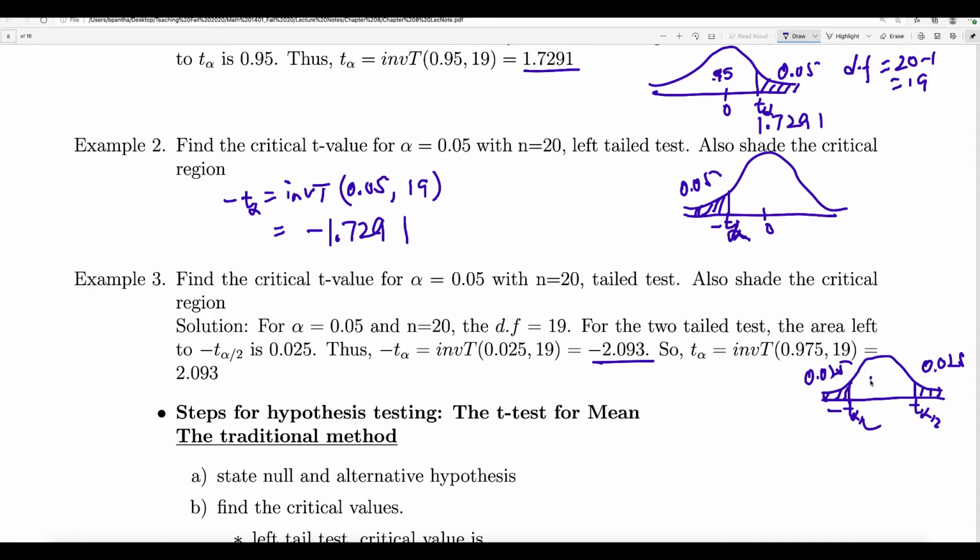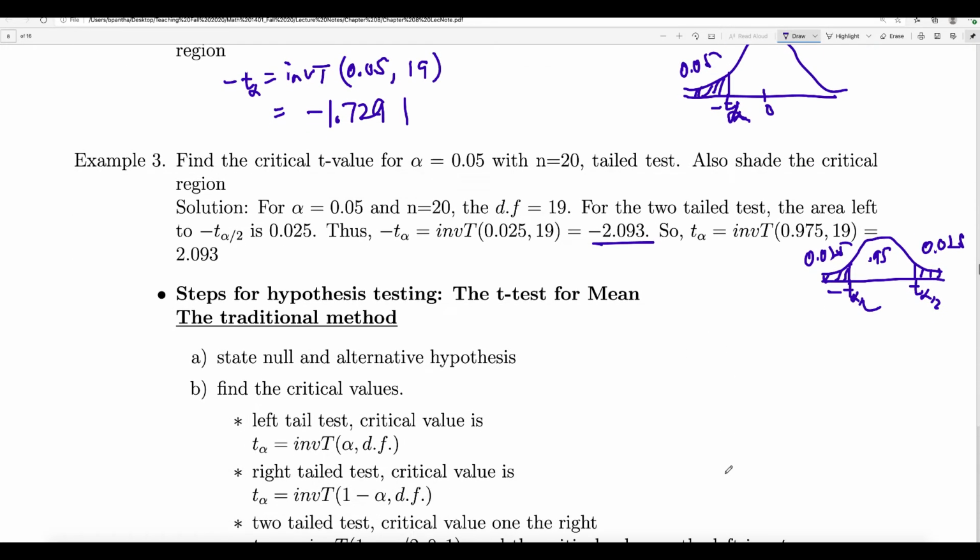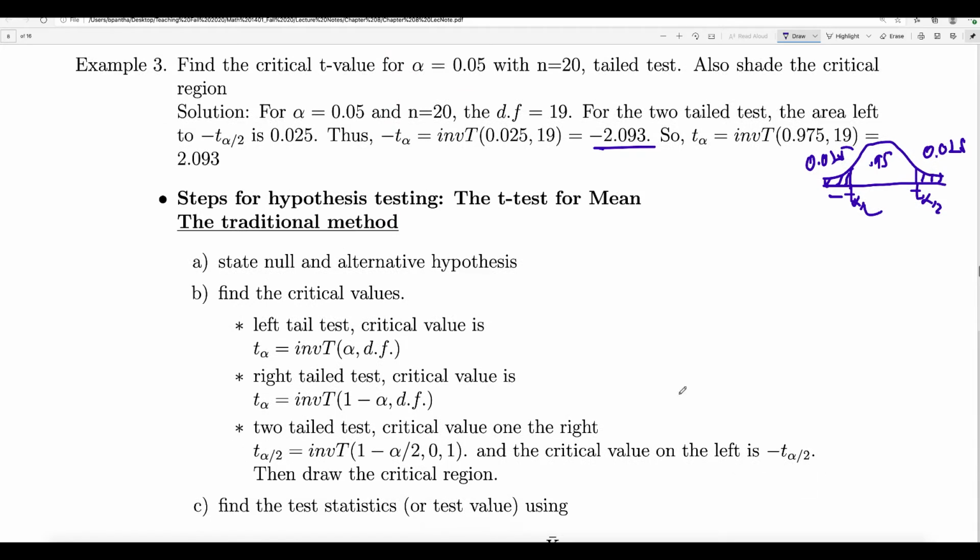And for this t alpha half value, what is the total area on the left? 95% is in the middle, and there is 2.5% on the right, so it is 0.975. See, inverse t 0.975 and 19. If you do that, you will get positive 2.093. So this is how you find the critical t values.